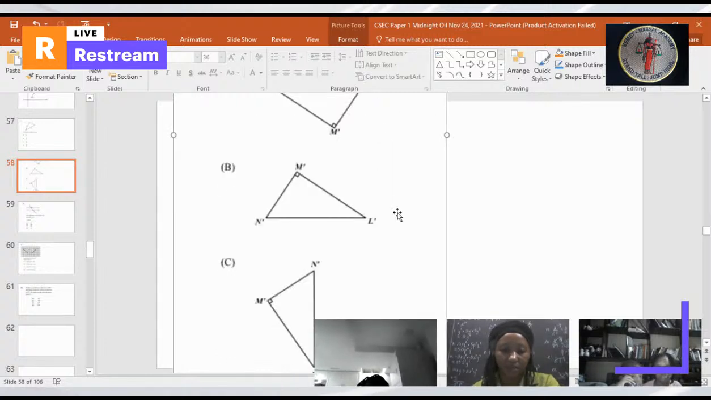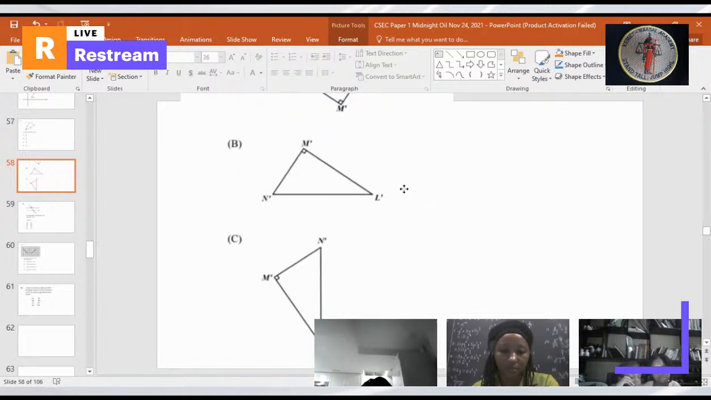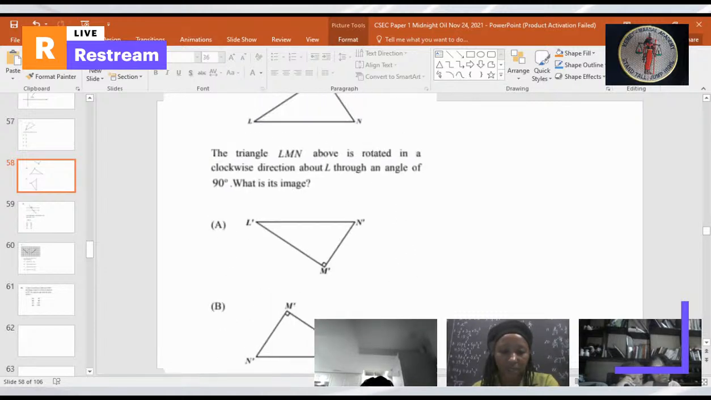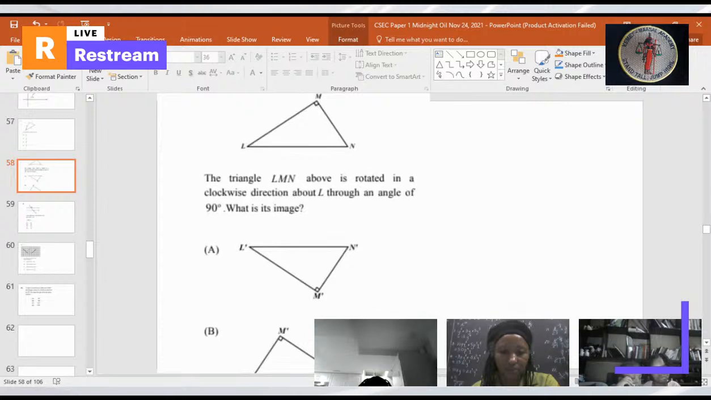Miss, I think it would become A. Wait, no. No, miss. I thought A was different. Okay. If L is the axis, we rotate it 90 degrees. What is it? A? No. Yeah.